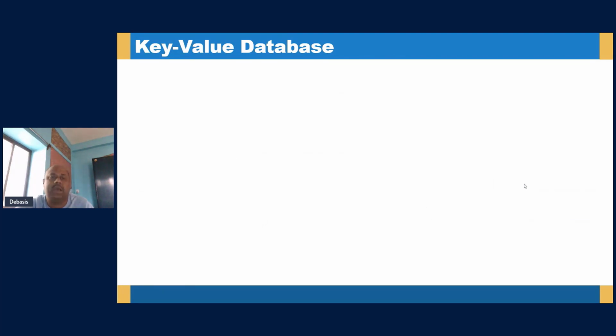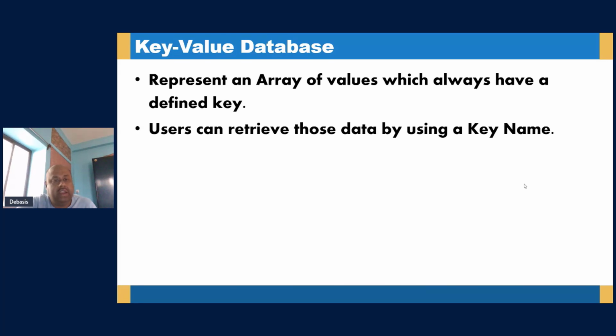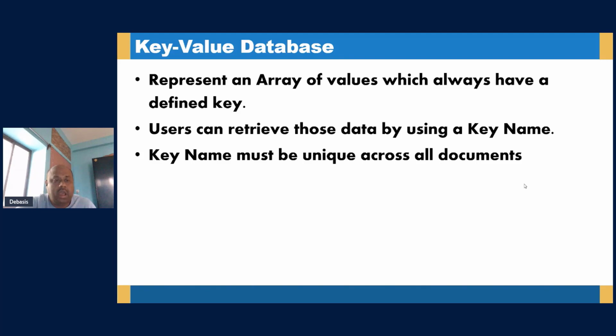First we will discuss the key value pair database. A key value pair database basically represents an array of values, each of which always has a defined key. That means in this type of database, we always store a value against a specified or predefined key name. If we want to retrieve the data from the database, then we need to use that key name to retrieve the data. And the key name must be unique across all documents.